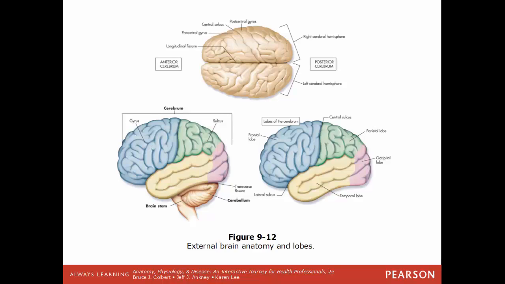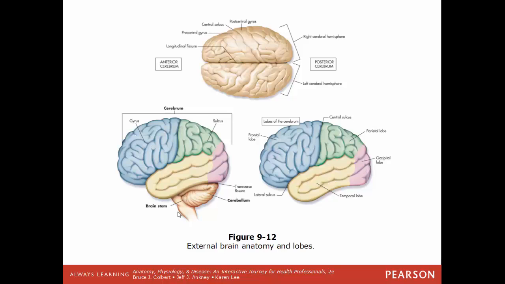Here are some images of the external brain anatomy and the various lobes. Looking at it, this is the front, this is the back, and the longitudinal fissure here separates the left and right hand side of the brain. This larger part of the brain is the cerebrum, and the different colors represent the various lobes. The blue is the frontal lobe, because it's facing the front of the skull here. They have the central sulcus here, the parietal lobes, which is the side of the head, the flat side part of your head. On the very back of the head, the occipital lobe. And on the sides, just above your ears, the temporal lobe. All of that is the cerebrum.